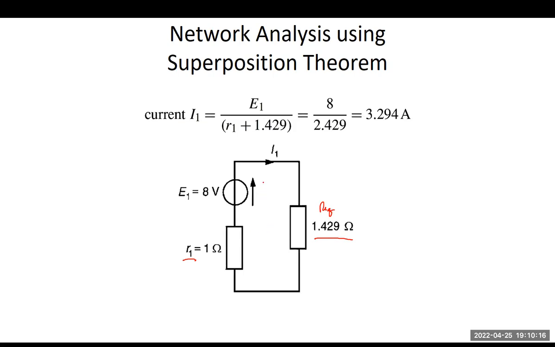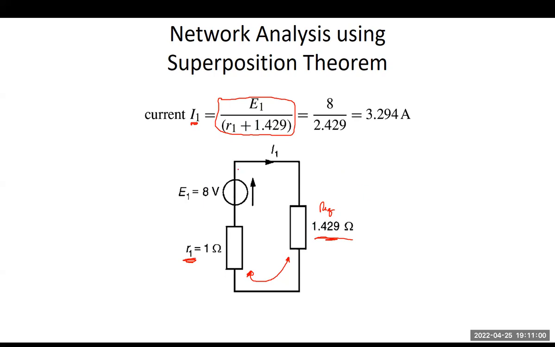By using the current divider formula, we could now determine I1. Sorry, actually, the two are connected in series. Sorry about that. So the two are connected in series. Therefore, we could determine I1 by having the sum of R1 here and R equivalent.